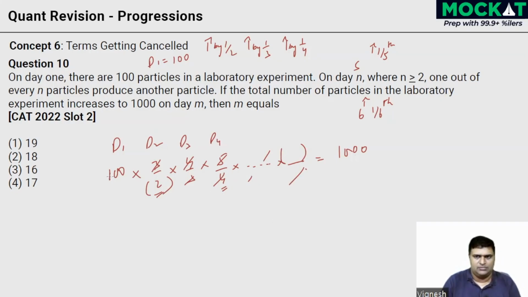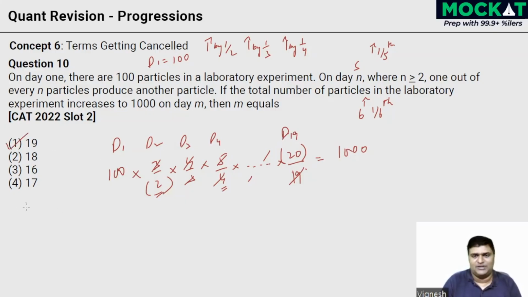So 100 into something by 2 should give me 1000. 100 into what is 1000? 100 into 10 is 1000. Something by 2 should be 10. 20 by 2 is 10. So this should have been 20 by, what's in the denominator? 1 less, 19. This is going to be day 19 over here. 19 over here. Option 1 becomes the answer.